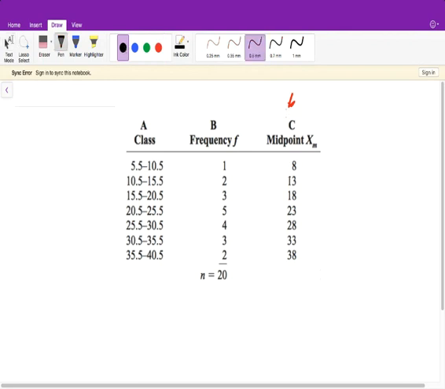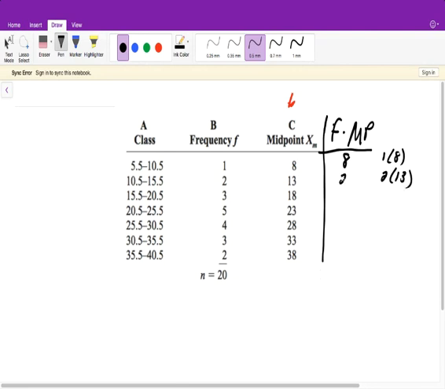After we find each of these midpoints, there is one more column that we have to add to this table, where we multiply the frequency times the midpoint. In this case, we have a frequency of 1 with the midpoint of 8, so 1 times 8 is equal to 8. Here we have 2 and 13, so 2 times 13 is equal to 26. Here we have a midpoint of 18 with a frequency of 3, so 3 times 18 is 54. Then you would fill in the rest of this chart by multiplying our frequency by our midpoint.